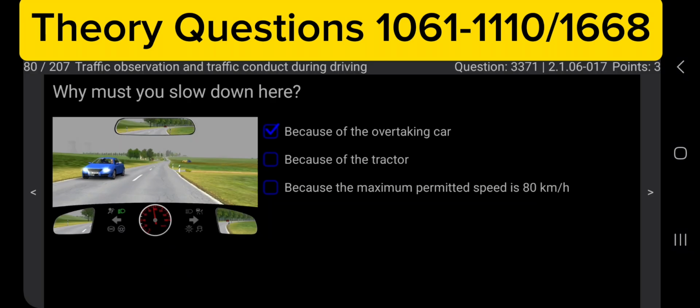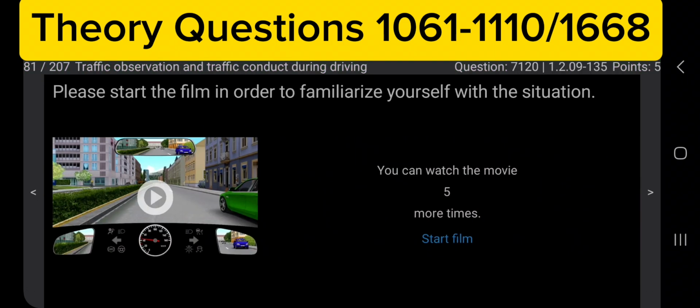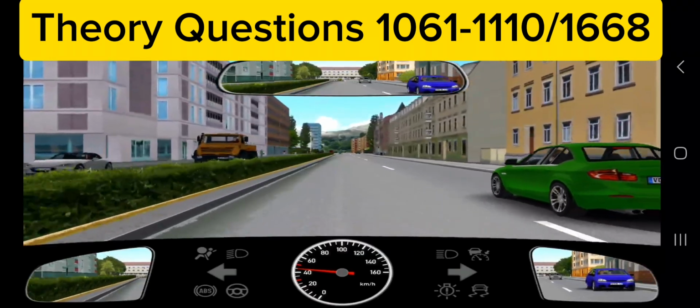Because of the overtaking car. Because of the tractor. Because the maximum permitted speed is 80 kilometers per hour.